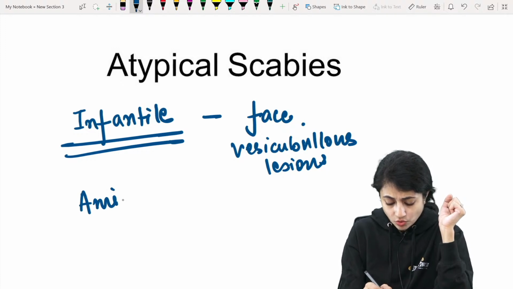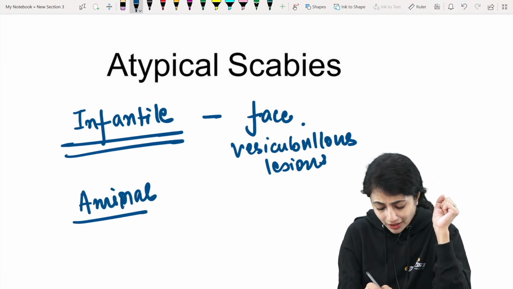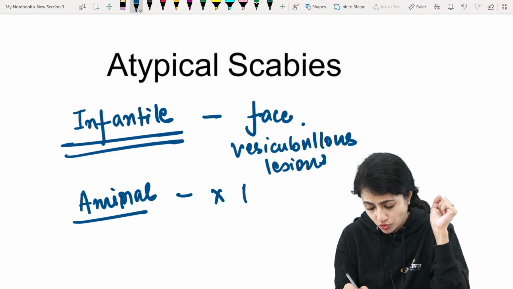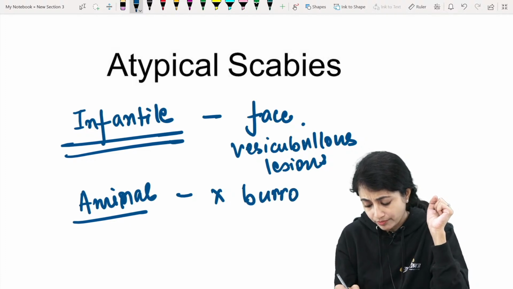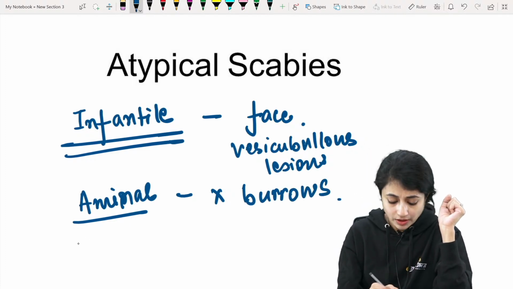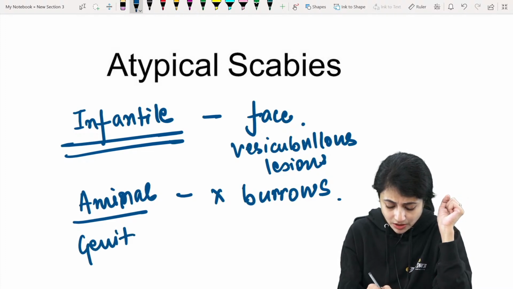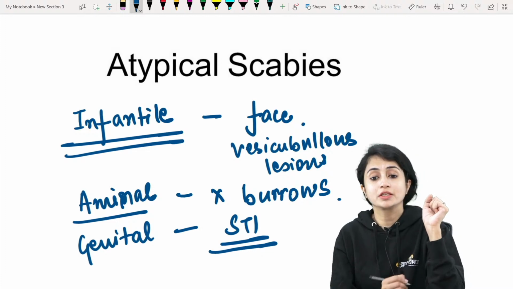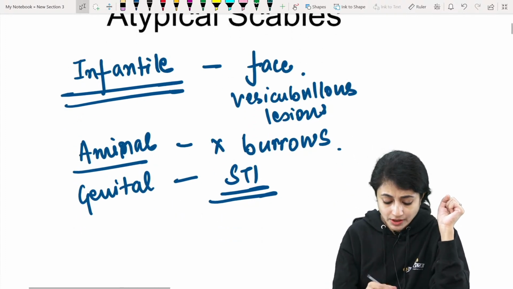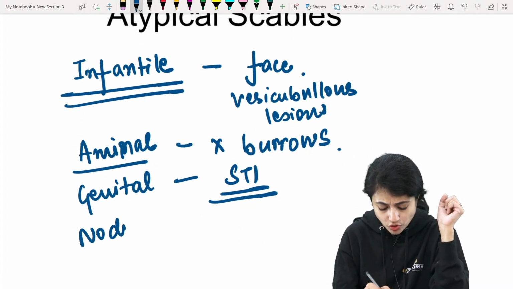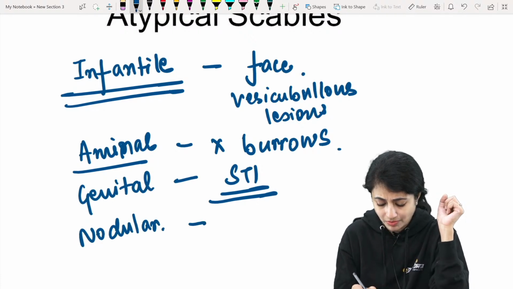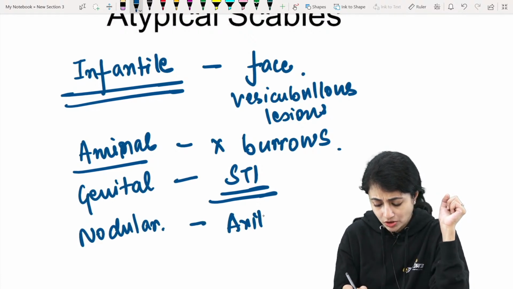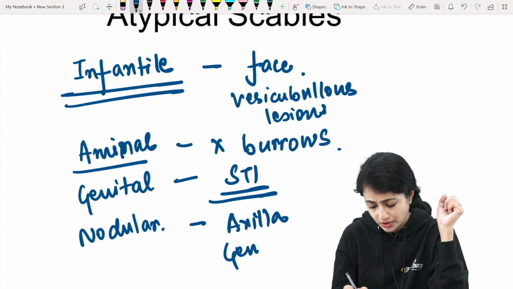Sometimes they ask you about animal scabies. If an animal is affected by scabies, usually you do not see any burrows. Then if you have genital scabies, you think of STI or sexually transmitted infection. Then sometimes scabies may form nodules, which is called nodular scabies, which I usually see on the axilla or genital area.